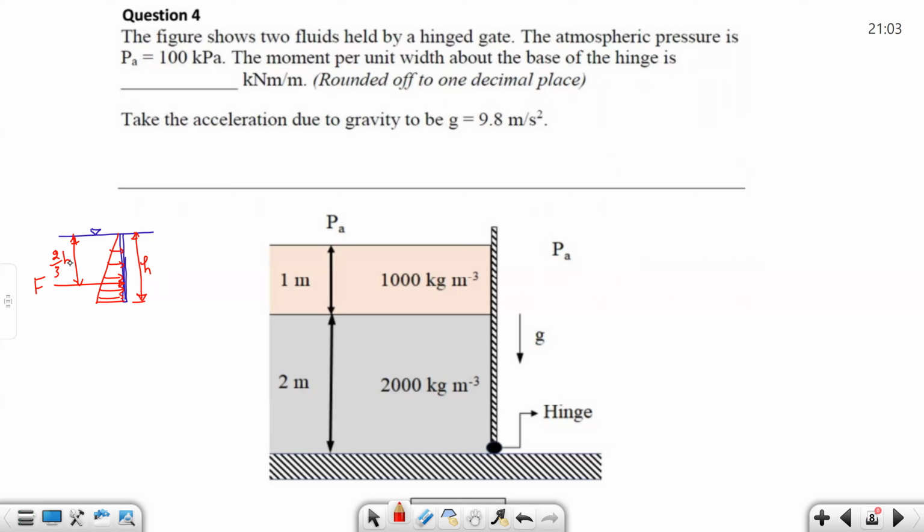And the force will be equal to the pressure at the centroid into the area. So probably this is your center of pressure, and somewhere here the center of gravity, h bar. Okay, this is one thing. Another is, suppose you have a plate.